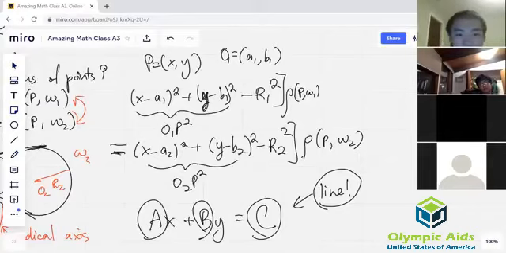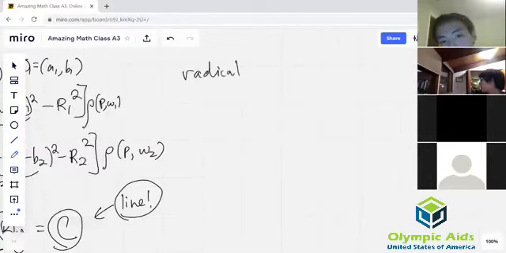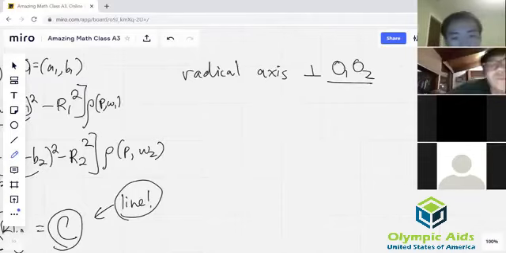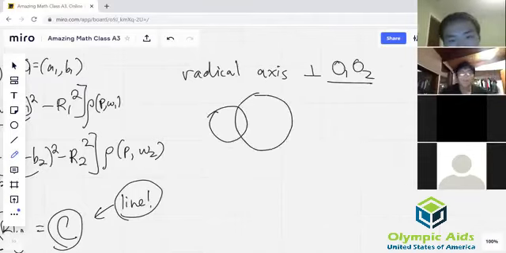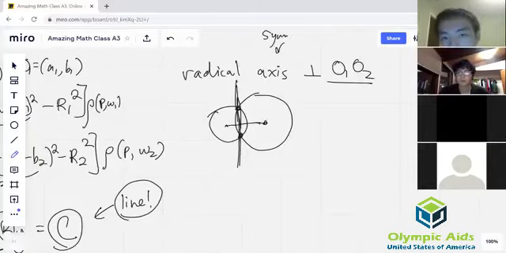So that proves it. Another key condition is that this radical axis is perpendicular to O1O2, the line through the two centers of the circles. We can draw a few examples. This is the example when the two circles intersect: the radical axis goes through these two points because they have power 0 with respect to both circles. And then it is perpendicular here. This follows by a symmetry argument. We know that the line must be symmetrical with respect to O1O2, and the only one that does this is the one that goes straight down.